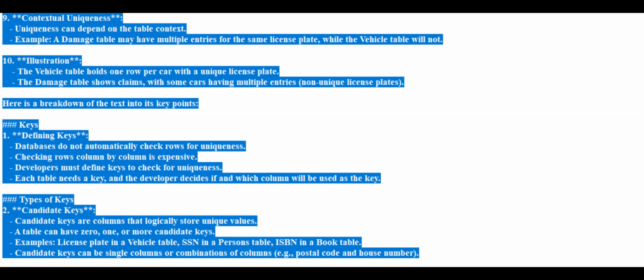Types of keys. 2. Candidate keys. Candidate keys are columns that logically store unique values. A table can have 0, 1, or more candidate keys. Examples: license plate in a vehicle table, SSN in a person's table, ISBN in a book table. Candidate keys can be single columns or combinations of columns, e.g., postal code and house number.